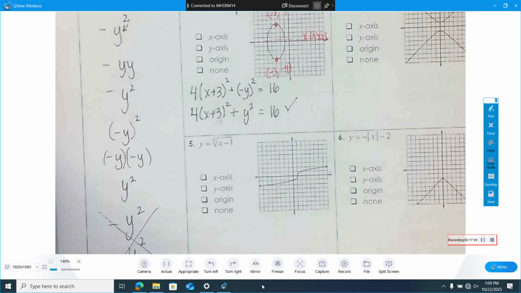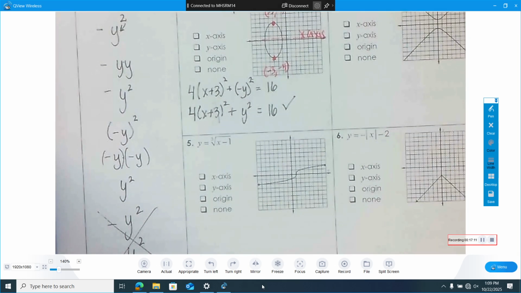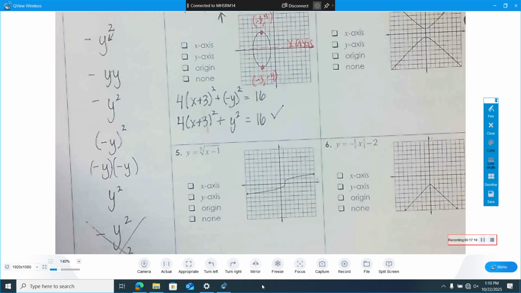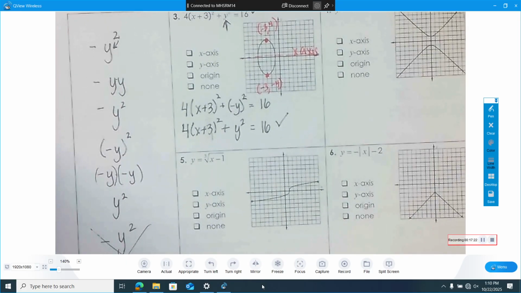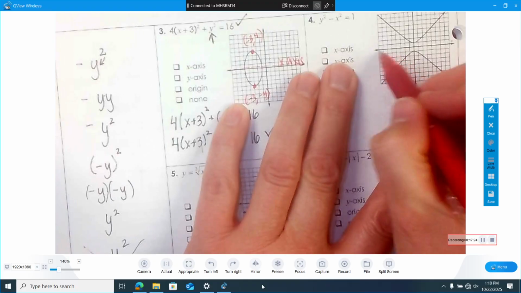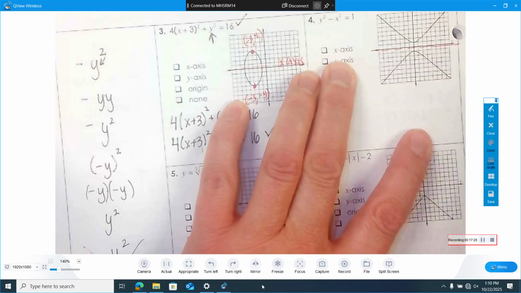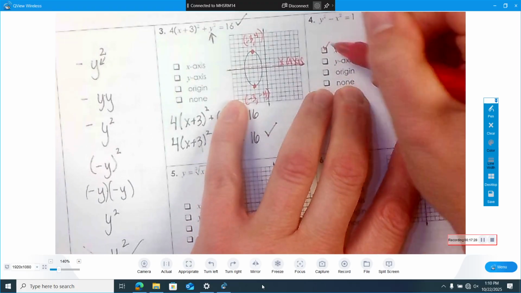All right. 4 is crazy. 4 is crazy. Wouldn't it be both? Oh, both? Both? Let's see. Wait, could it be all 3? Oh, could it be all 3?